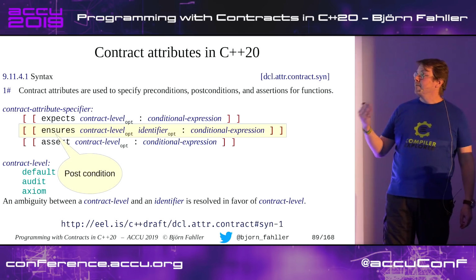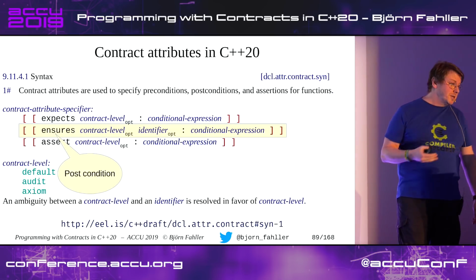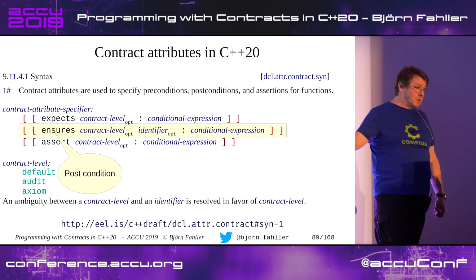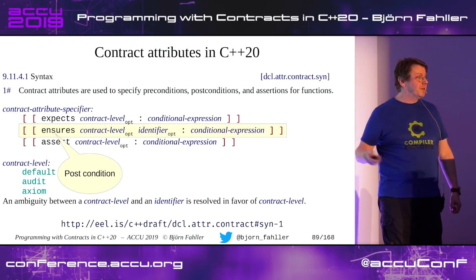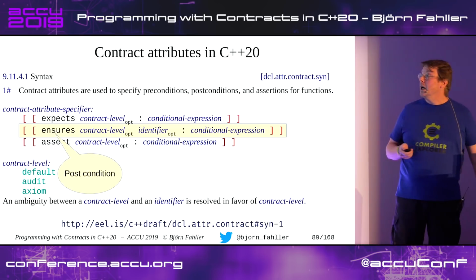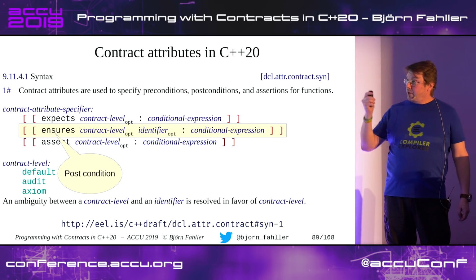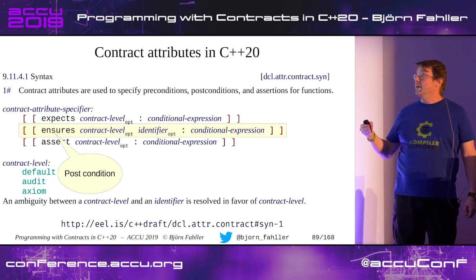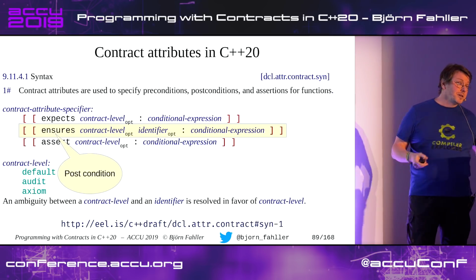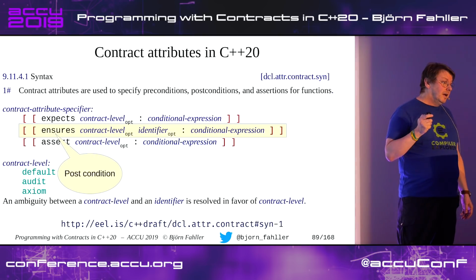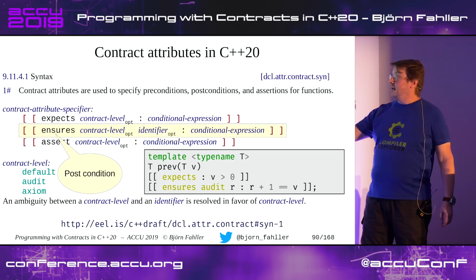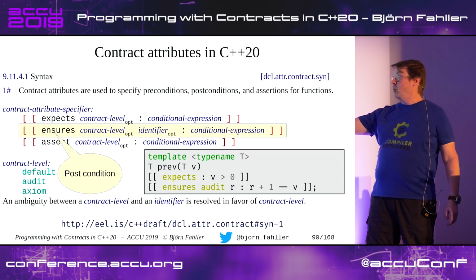Ensures, similar, it's a postcondition. Again, a vote was made to change this to post. Again, it has not been updated in the draft as of this morning. Also, with a contract level, optionally, an optional identifier, colon, and a conditional expression. So it can look like this. The postcondition ensures audit R.